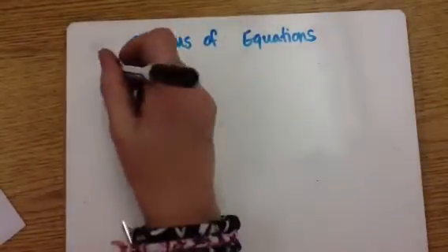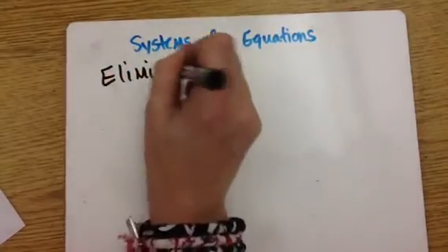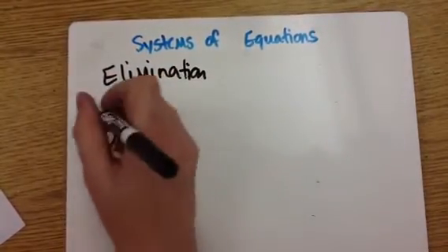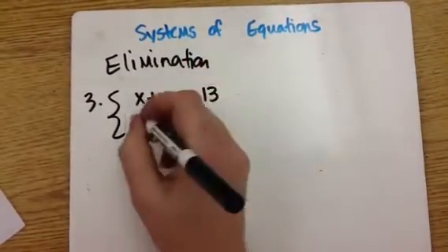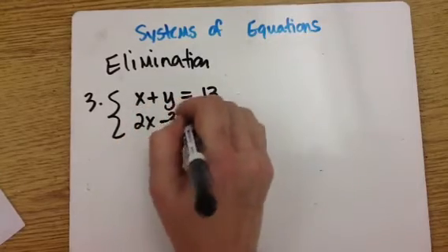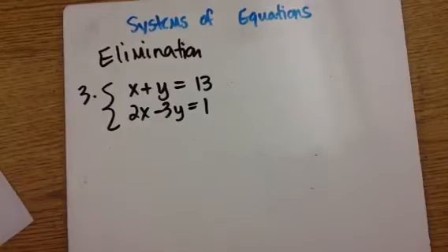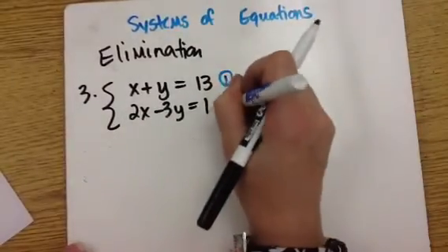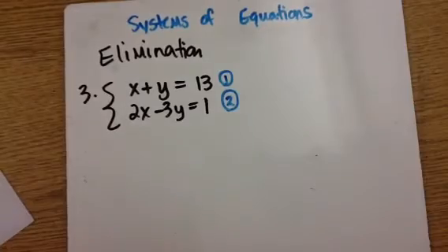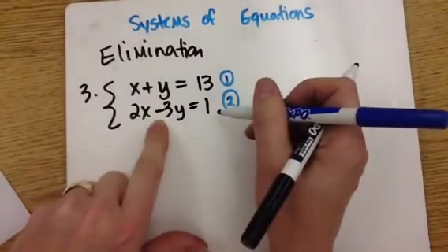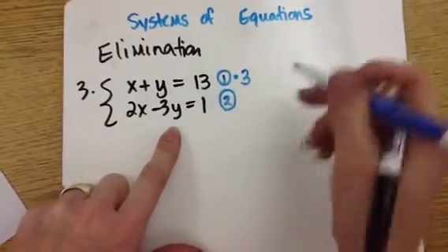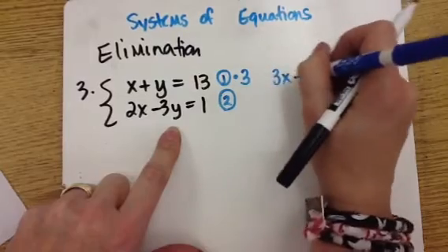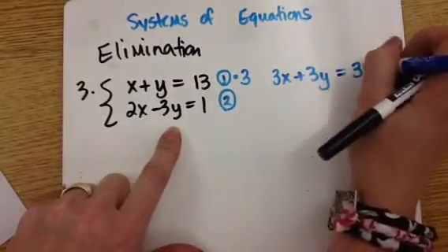A second method that we've learned to solve systems of equations is by elimination. And to solve by elimination, like we will on number 3, what we need to do is make it so that one of the variables has opposite coefficients. Then we add our equations together. So I will label these equation 1 and equation 2. And I can see that in the second equation I have 2x minus 3y equals 1. So if I multiply equation 1 times 3, that will give me 3x plus 3y equals 39.